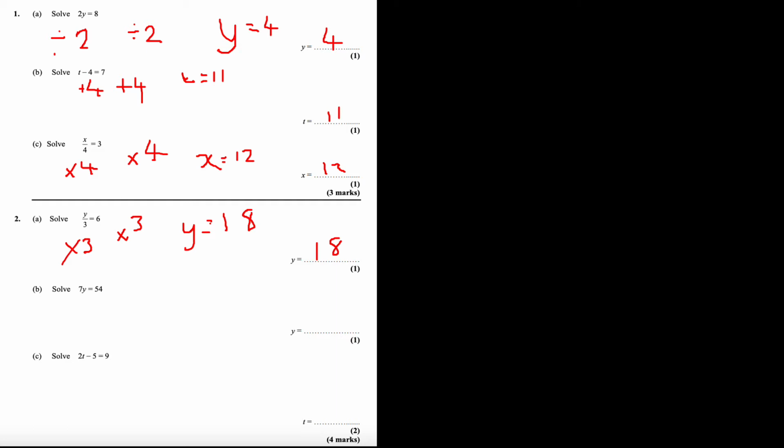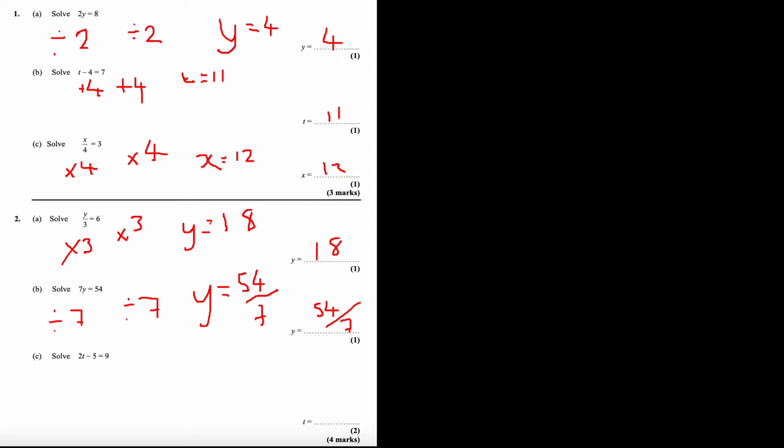7y equals 54. Dividing both sides by 7, I get that y is equal to 54 over 7. So we can leave our answer as just that, as an improper fraction. You also can express it as a mixed number, but I'm going to leave my answer as an improper fraction. Part C, solve 2t subtract 5 is 9.